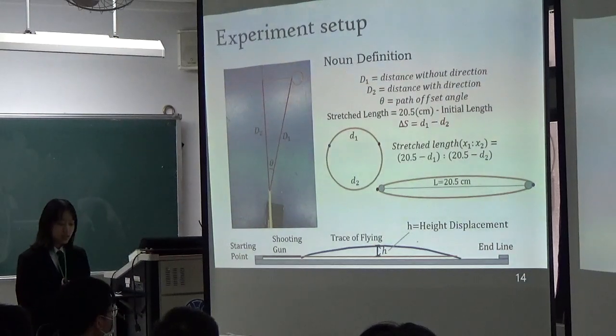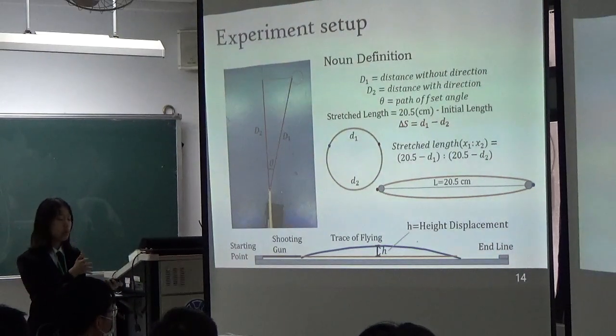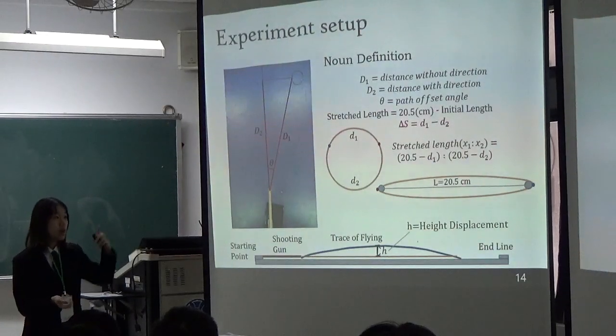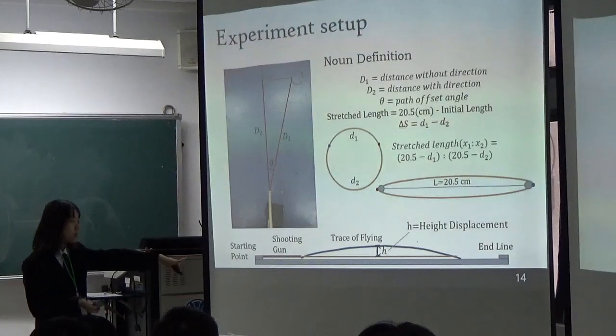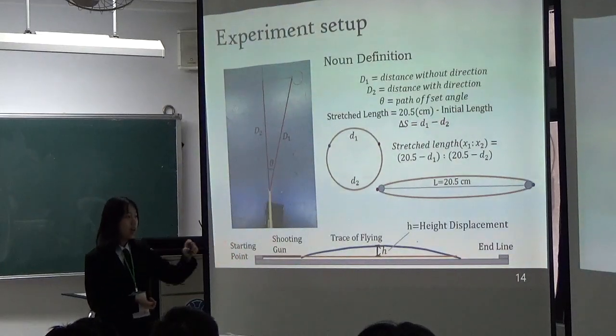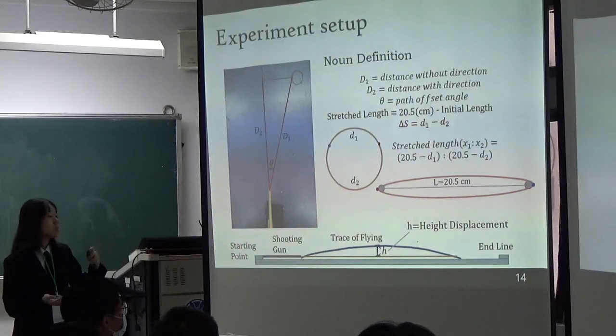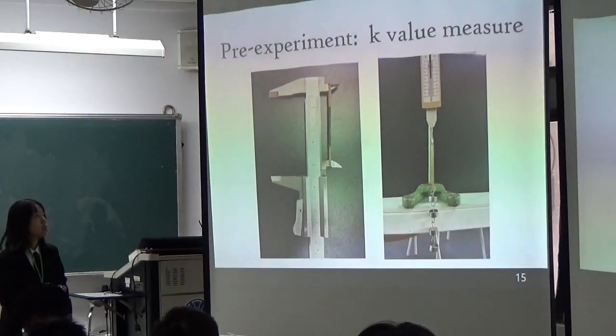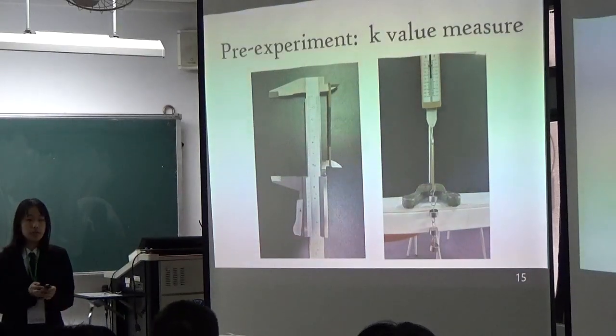And also, as I mentioned, when the rubber band is vertically spinning, it will cause a lift force. So I want to measure the trace of line to get the height displacement. Before that, I need to calculate the K value of a rubber band.